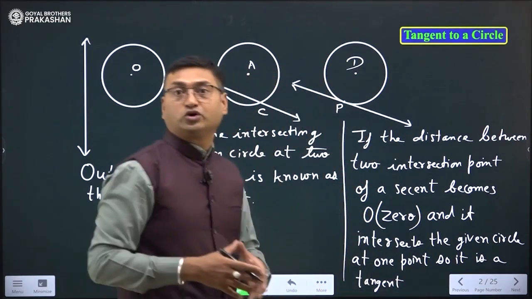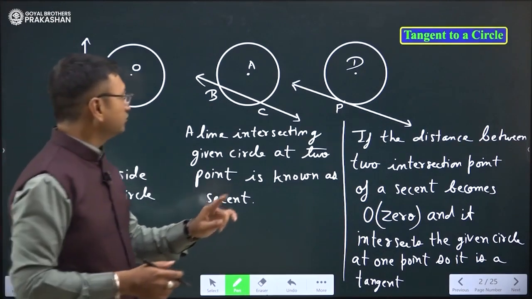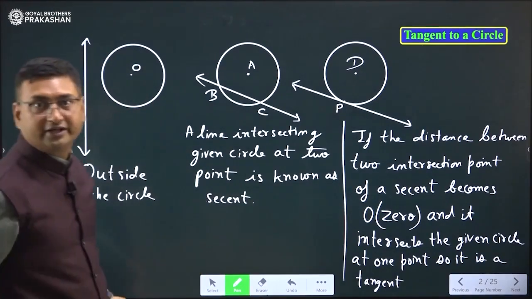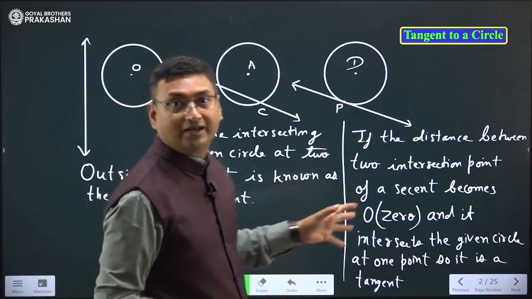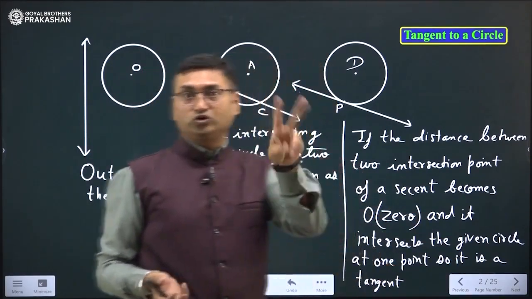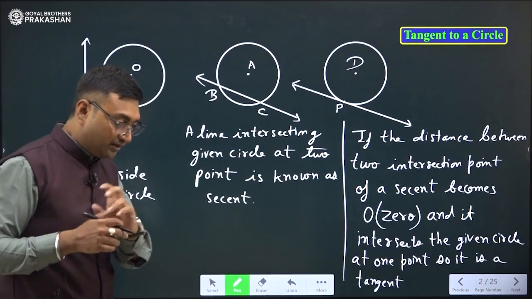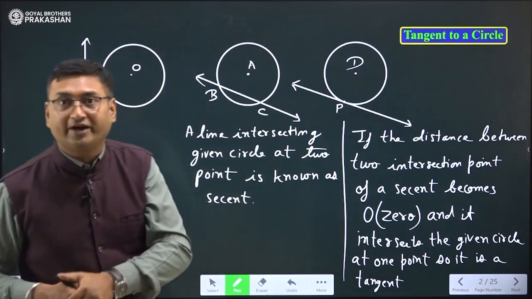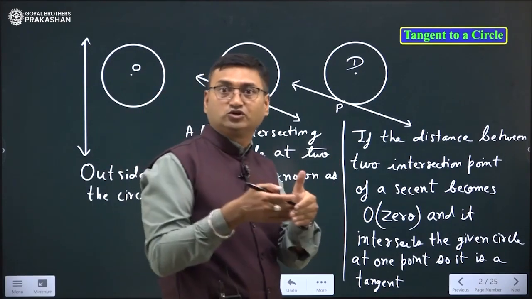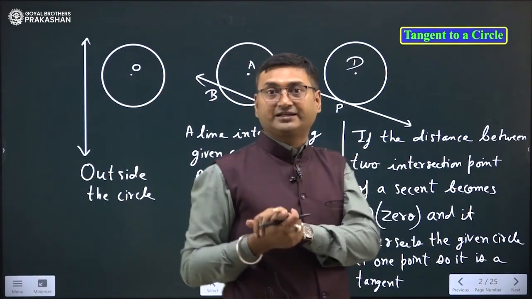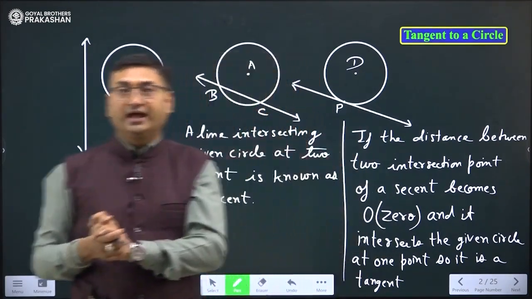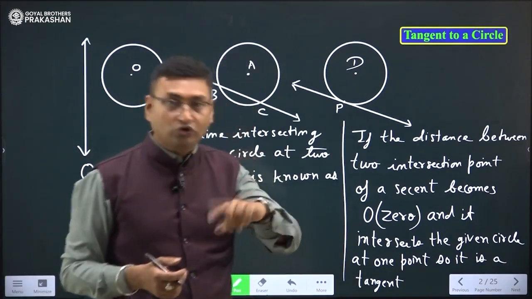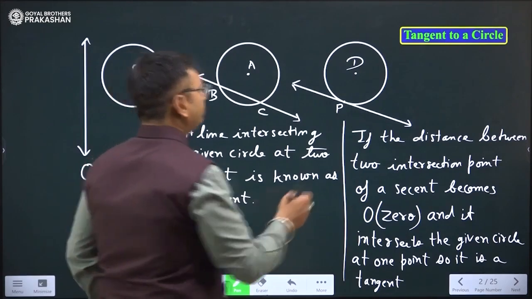Is it clear to all of you? So I hope you understood: whenever we have a line which is outside the circle, it is already outside the circle. But if a line is intersecting a circle at 2 points, it is known as a secant. Now if the distance between these two intersection points of the secant becomes 0, it is intersecting the circle at only 1 point, and that line segment is known as a tangent. Is it clear?